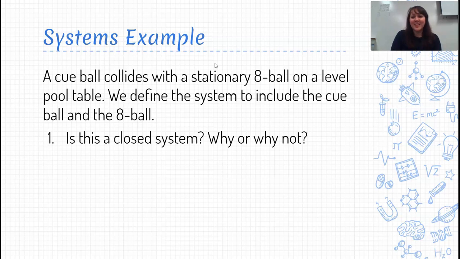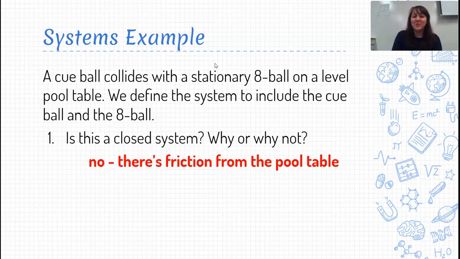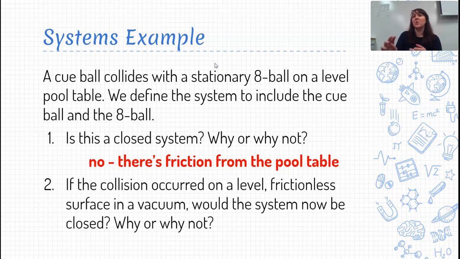Well, I'm going to say this probably is not a closed system in reality, because if you've ever felt a pool table, there's a pretty significant amount of friction. So our two billiard balls in this situation are going to be influenced by the force of friction from the pool table. And since the pool table is outside of our defined system, that means we have outside interference, and therefore this is not a closed system as described. Now, if we instead took our game of pool over to a level, frictionless surface in a vacuum, now would we have a closed system?